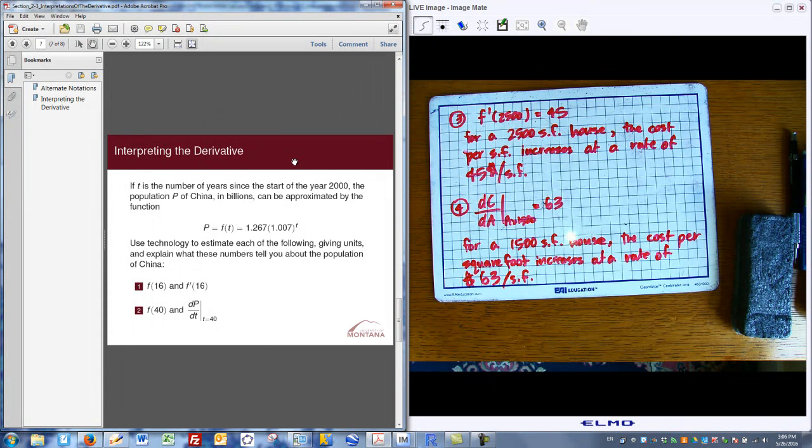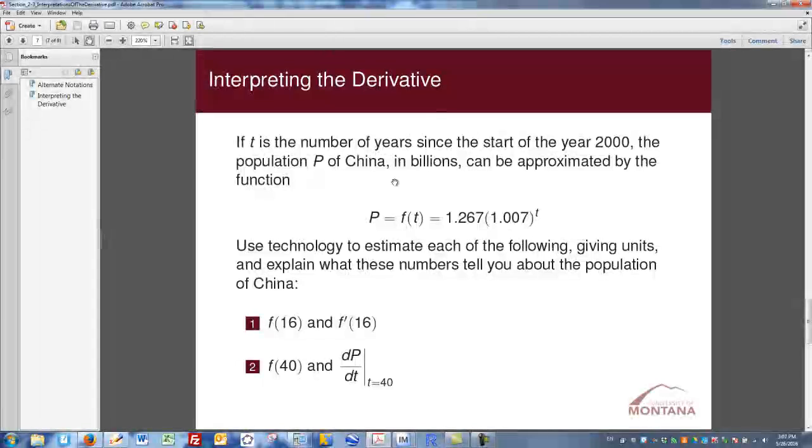And let's do one more, and this one, let's try to do with the calculator, but I'll go ahead and minimize this for now. It says if t is the number of years since the start of the year 2000, the population P of China in billions can be approximated by this function. Use technology to estimate each of the following, giving units, and explain what these numbers tell you about the population of China. Okay, so we're going to use the calculator here.